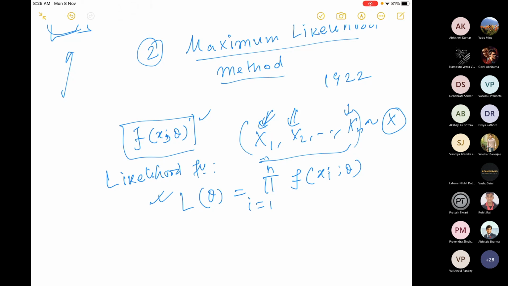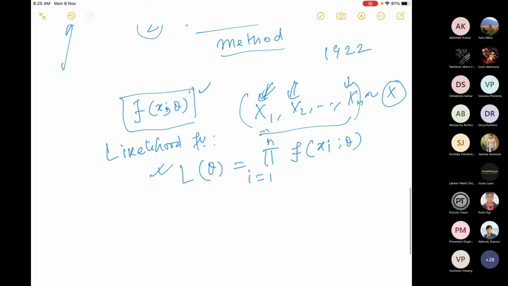And what is the idea? I will define my estimator, theta cap, which is standard notation, as the value that gives the maximum of this L of theta, where theta is in my parameter space. Parameter space means the admissible values of theta. For example, if I consider the normal distribution, then the standard deviation or variance is always positive, so it is like the upper half plane. That is the parameter space.